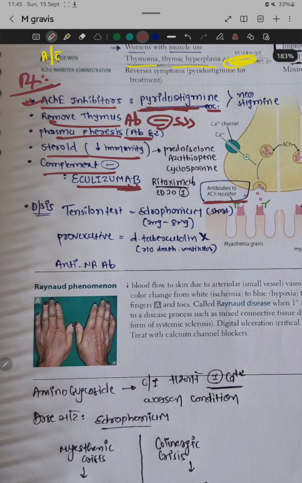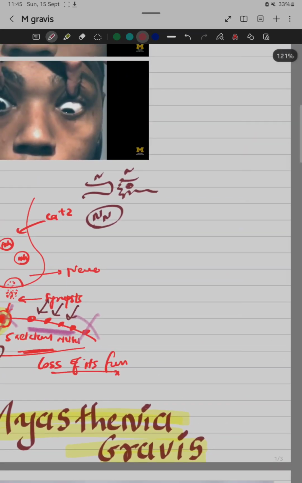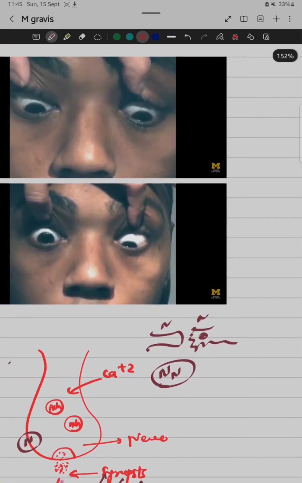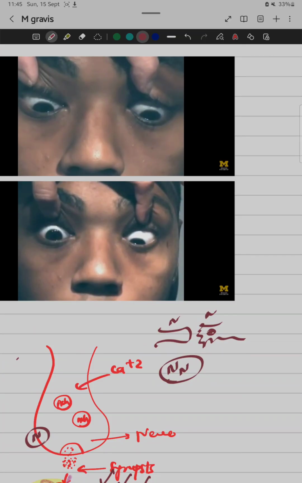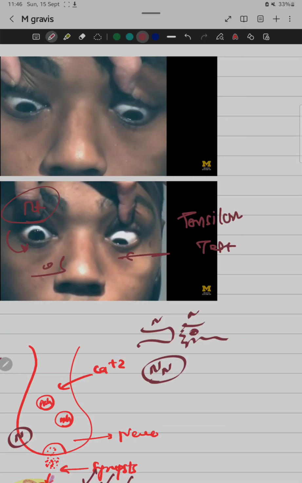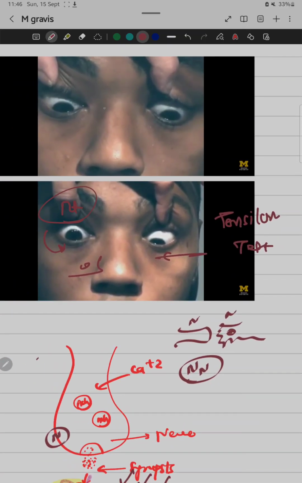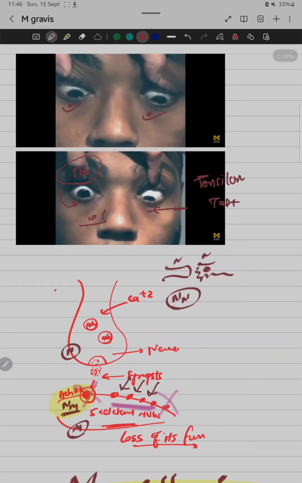Okay, how can we diagnose this condition? For the diagnosis, I am going to show the tensilon test. This is before the test. There is ptosis; the right-sided eye function is not occurring properly. Whenever the person is looking downwards, the right eye is not following his command, meaning there is no skeletal muscle action, no orbital muscle action in this condition. But after the tensilon test, after administration of the drug, it is corrected immediately. So it diagnoses that the person has myasthenia gravis.